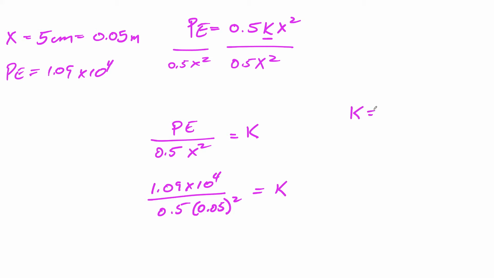So let's go ahead and solve. With our calculator out, it's 1.09 times 10 to the 4th divided by the quantity 0.5 times 0.05 squared. And it's going to be 72 times 10 to the 6th. And the constant is going to be in joules per meter squared. And that's the force constant. That's the spring constant for this.